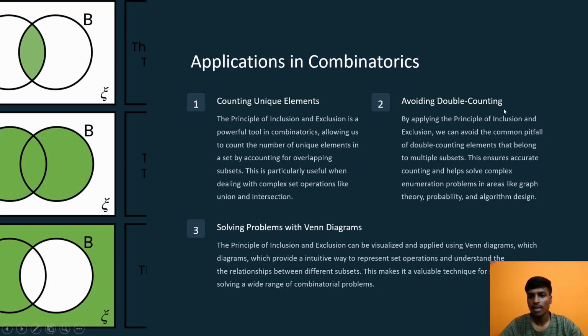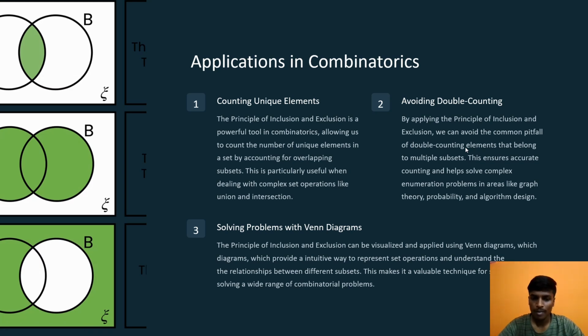Avoiding double counting. By applying the principle of inclusion and exclusion, we can avoid the common pitfall of double counting elements that belong to multiple subsets. This ensures accurate counting and helps solve complex enumeration problems in areas like graph theory, probability, and algorithm design.